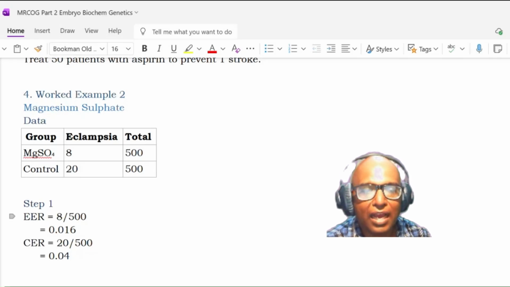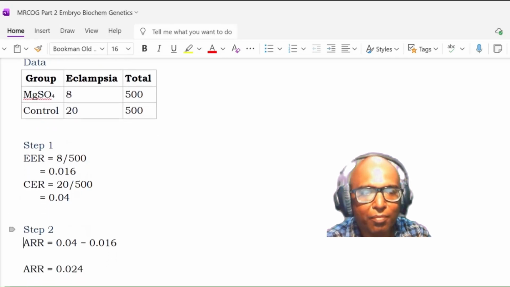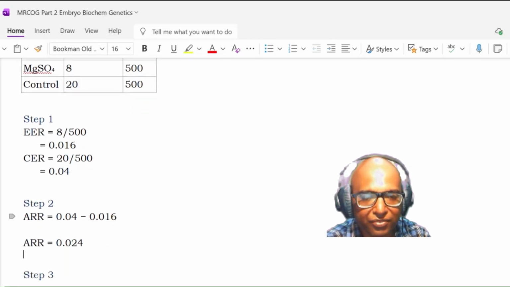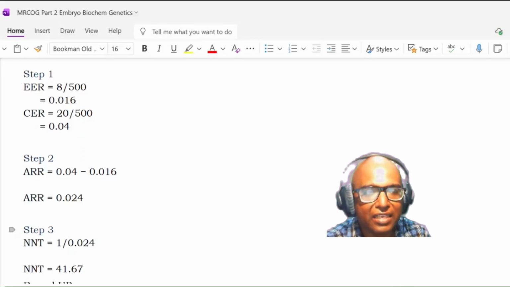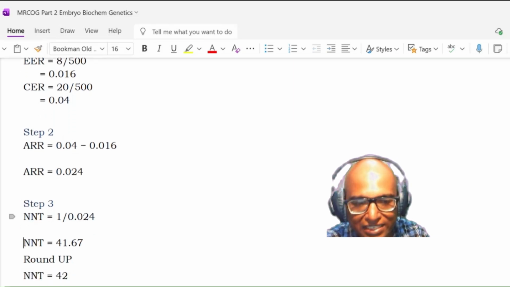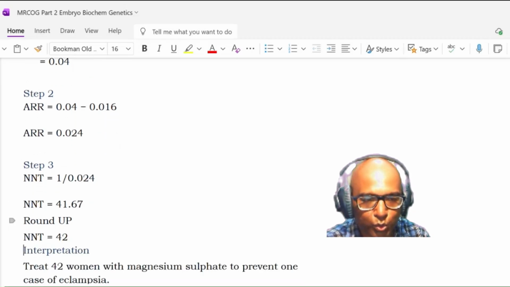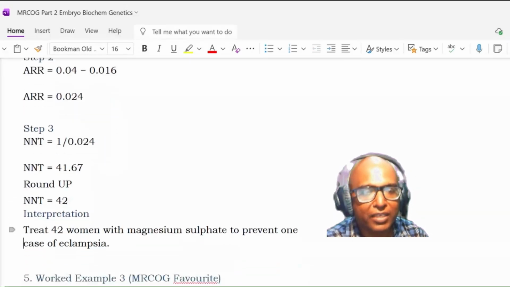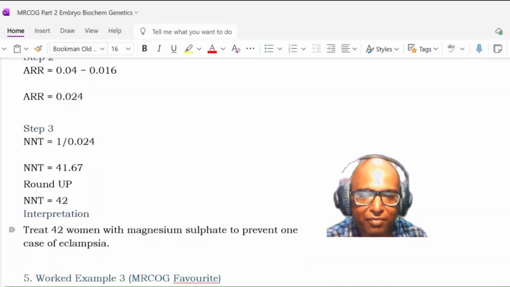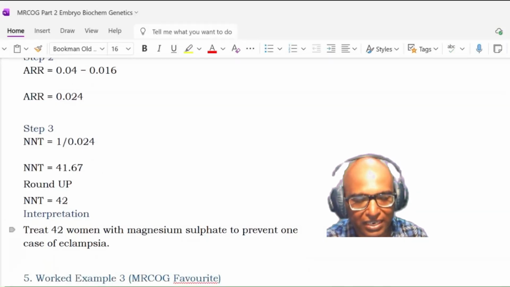Then we will calculate absolute risk reduction, that is 0.04 minus 0.016, that is CER minus EER. That is 0.024. Then we will calculate NNT, that is 1 upon ARR, 1 upon 0.024. That becomes 41.67, so we have to round up. Rounding up will become 42. The interpretation is: treat 42 women with magnesium sulfate to prevent one case of eclampsia.